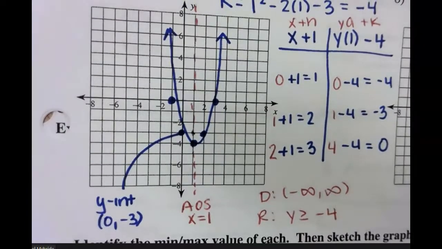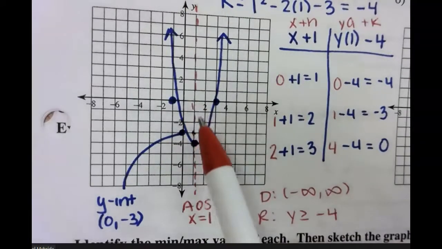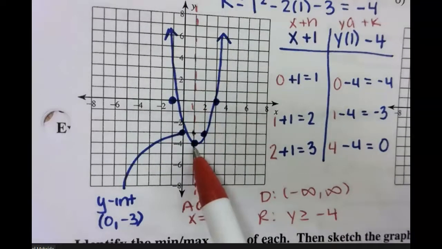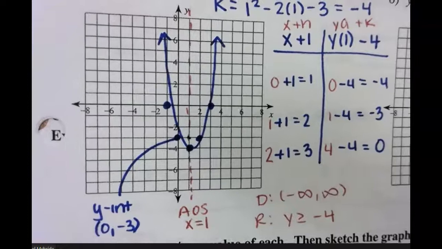We also discussed on Friday last week transformations. That is the words of what is happening. So you can look at this graph. It's down 4 and right 1. That's in words what is happening. Down 4 and right 1. Those are called your transformations.